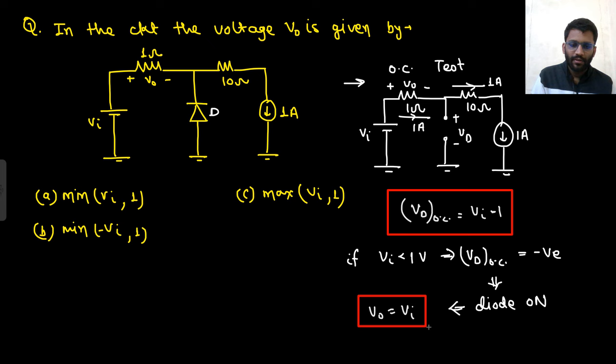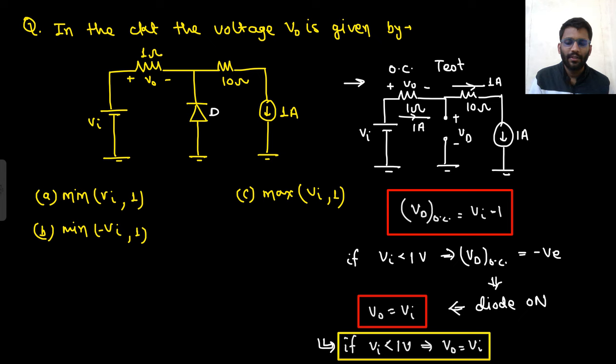V naught is equal to V in. So simply, what is the conclusion? That if V in is less than 1 volt, then V naught is equal to V in. This is the conclusion, the first conclusion. What will be the second one?